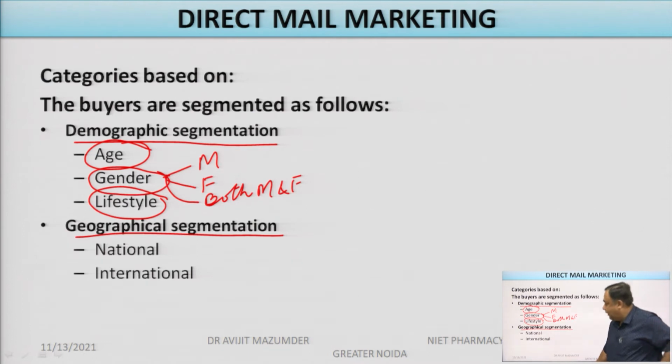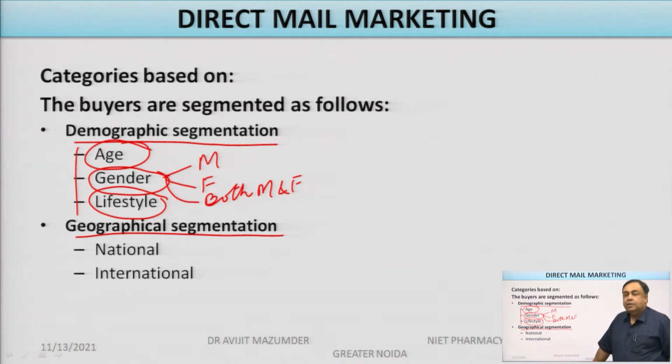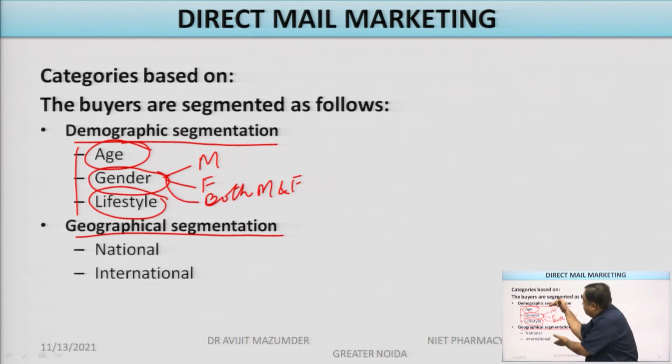So, the three fundamental bases of the demographic approach are age, gender and lifestyle. Now, if we move on to the geographical basis of segmentation of the buyer, why I am emphasizing this is that, depending on this classification, you need to set up your direct mail marketing approach.